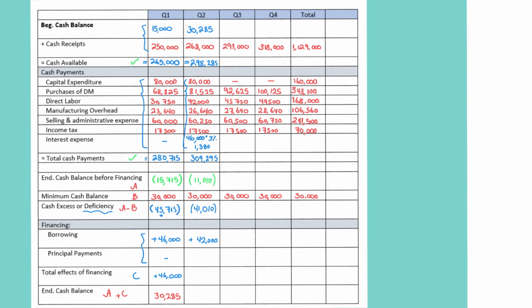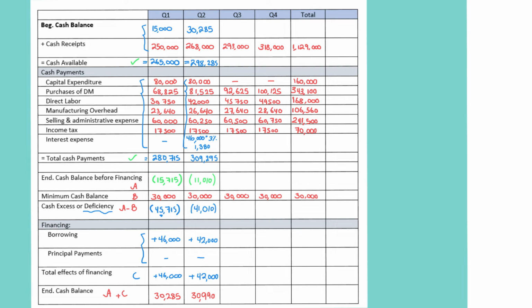I don't have cash excess, so there is no payment of loan. So the total effect of financing during quarter 2 is plus 42,000. So now ending cash balance will be A plus C, which is ending cash before financing plus the financing effect. So we have negative 11,010 plus 42,000, it's gonna be 30,990. And again, the ending for quarter 2 will be the beginning for quarter 3.